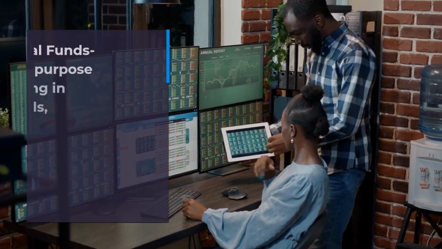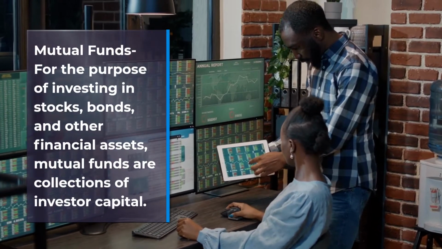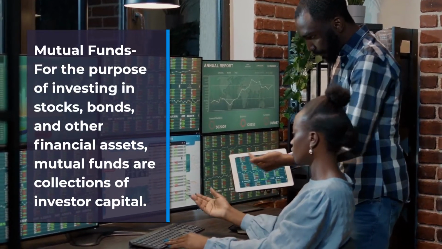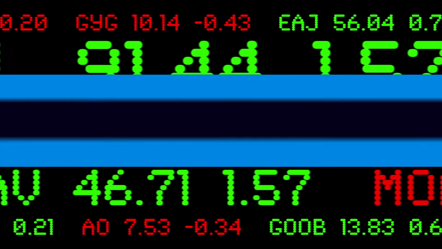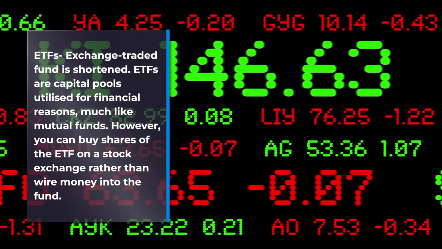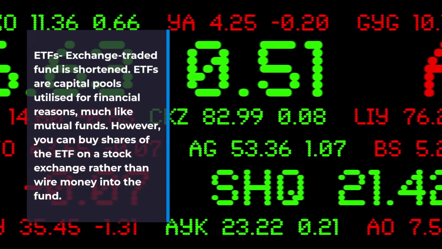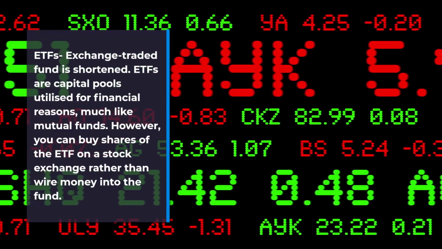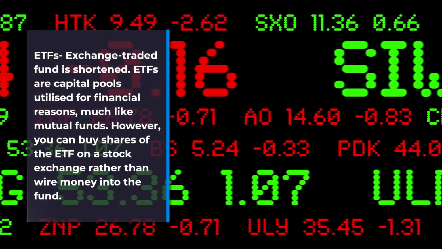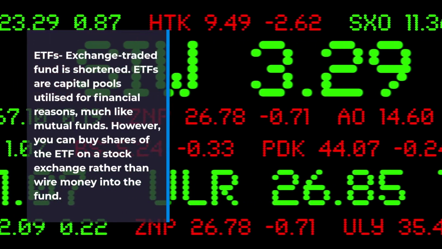Mutual funds. For the purpose of investing in stocks, bonds, and other financial assets, mutual funds are collections of investor capital. ETFs. Exchange Traded Fund is shortened. ETFs are capital pools utilized for financial reasons, much like mutual funds. However, you can buy shares of the ETF on a stock exchange rather than wire money into the fund.